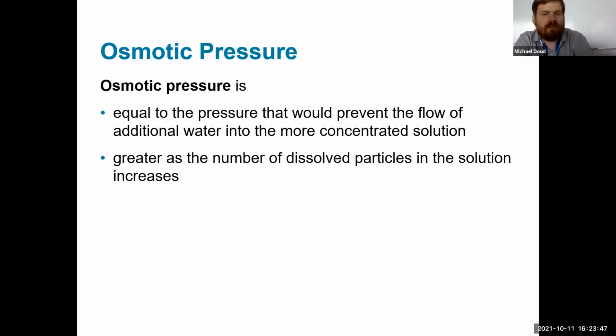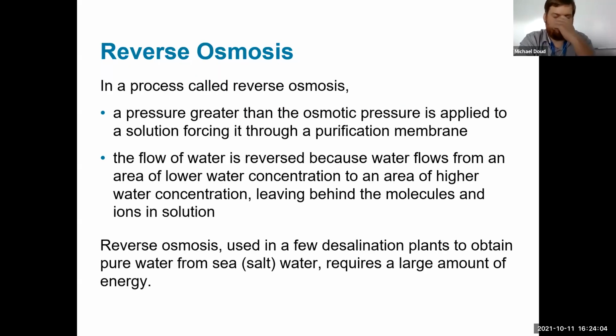Now, osmotic pressure is important because, basically, osmotic pressure is the pressure that would prevent the flow of additional water into the more concentrated solution. And as the number of dissolved particles increases, the osmotic pressure increases. And this is really important in terms of your cells. Okay, so we're going to talk about it in the cells next. But for now, let's talk about the process of reverse osmosis.